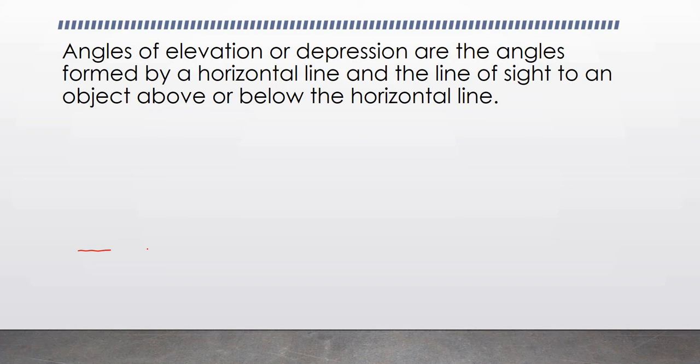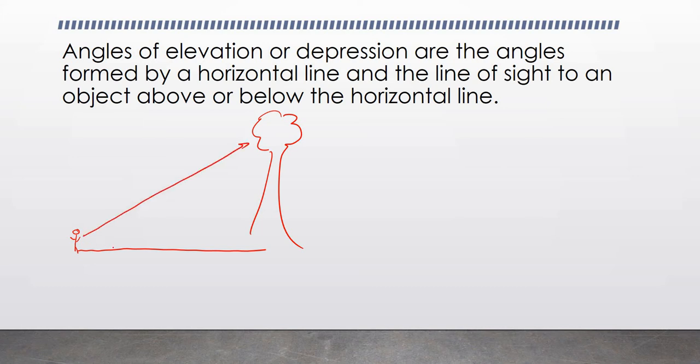So if I have a horizontal line, and let's say a person is standing here, and they look up to the top of a tree. Okay, so I know that's a really big tree and a really little person, but this person is looking up towards the tree. This is the angle of elevation, looking up.